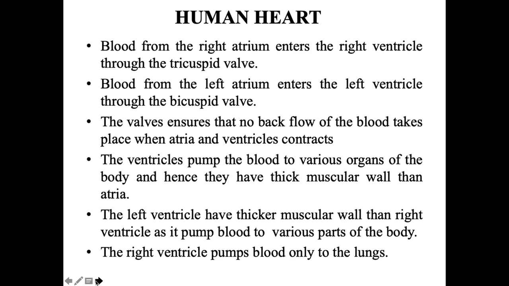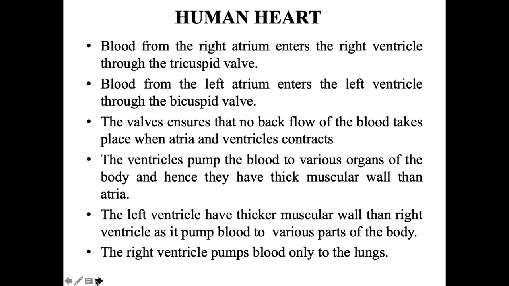Blood from the right atrium will enter into the right ventricle, and there is a valve there, and that valve is called the tricuspid valve. Blood from the left atrium enters into the left ventricle, and there is a valve over there, and that valve is called the bicuspid valve. The valve ensures that no backflow of the blood takes place when the atria and ventricle contract.